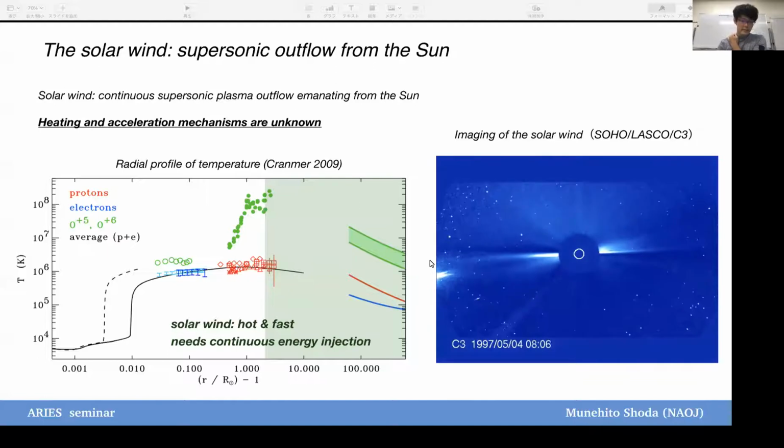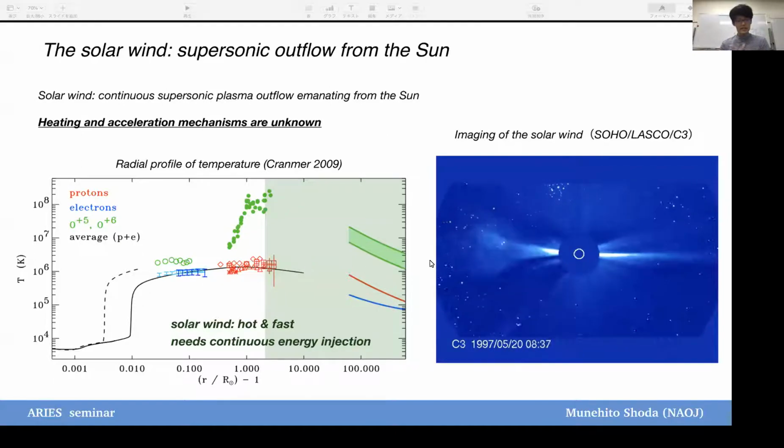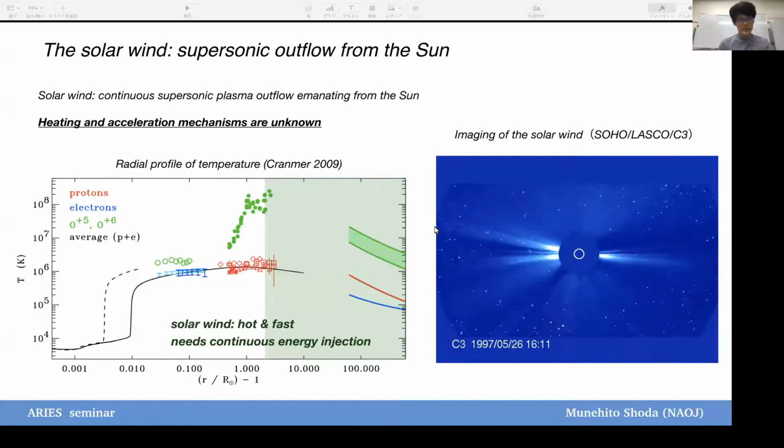So the solar wind has a lot of influences on many astrophysical systems, like space weather forecasting, and it also affects the evolution of the sun itself. So understanding the solar wind is one of the most important tasks in astrophysics.